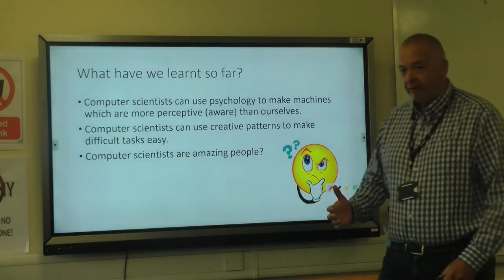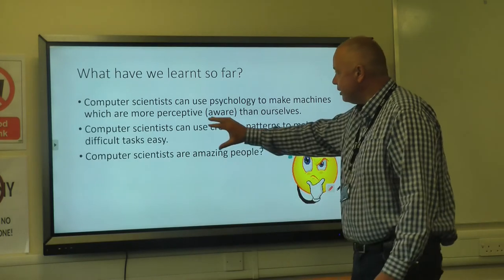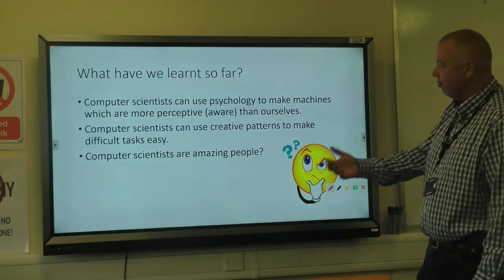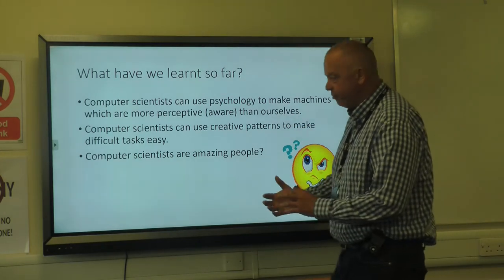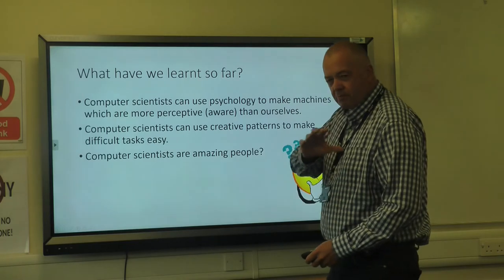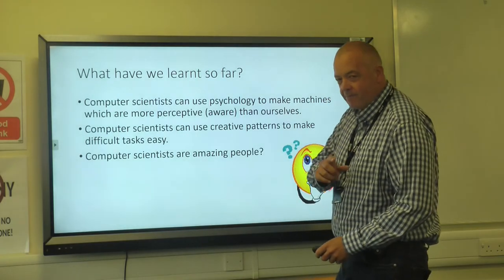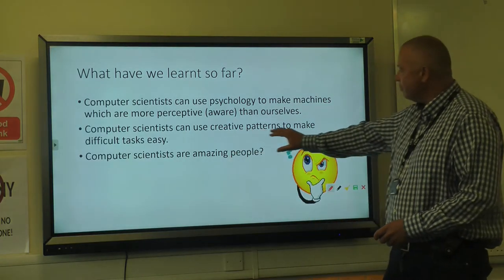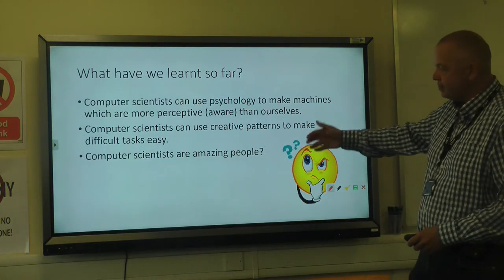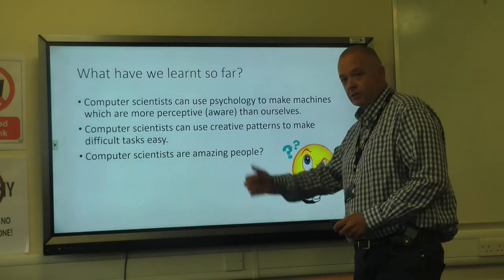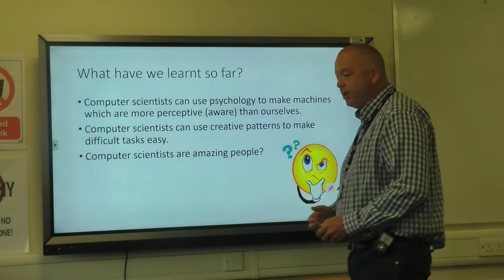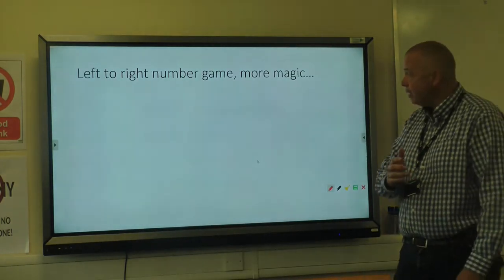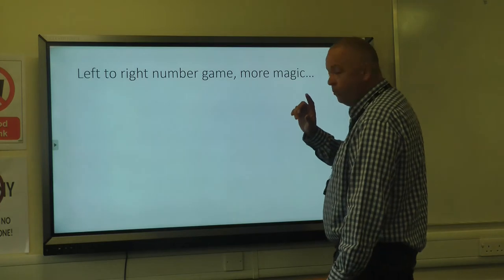So what have we learned so far? Well, computer scientists can use psychology to make machines which are more perceptive or aware of ourselves than we are. There are some interesting cases about that. We'll go into that when we cover ethics, when you're here in the room. Computer scientists can use creative patterns to make difficult tasks easy, such as the magic square. And we are amazing people. Definitely amazing people.